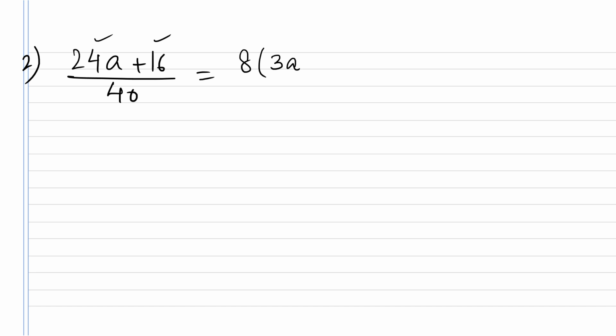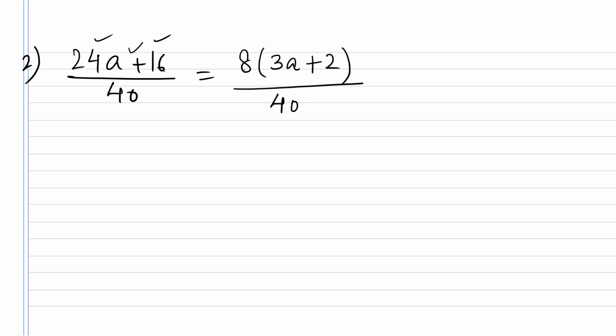So now if you multiply 8 and 3a, 8 times 3 is 24, so it gives you 24a in return. This is plus, I will put plus. 16, 8 multiplied by what number gives you 16? 2. So this is my numerator now. And what was in the denominator? Oh, sorry, my bad. This was 40. So I will just make it 40.